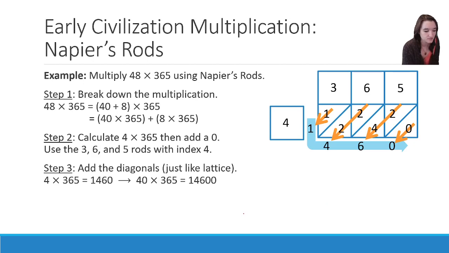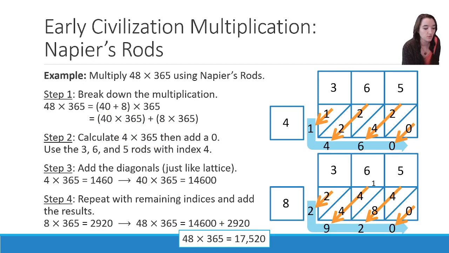So once we add up those diagonals, we get 1460. However, we then need to remember that we didn't want 4 times 365. We wanted 40 times 365. So we're just going to add an additional 0 to the end of our number. So 40 times 365 is 14,600. Now we repeat with any remaining indices and then add the results.